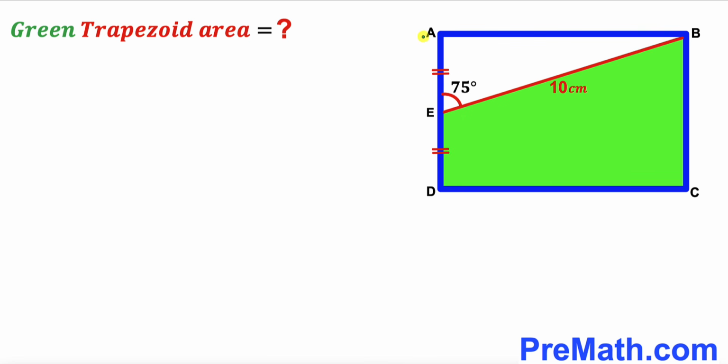In other words, this segment AE length equals this segment DE length. And furthermore, this angle AEB is 75 degrees. And now our task is to calculate the area of this green shaded trapezoid.